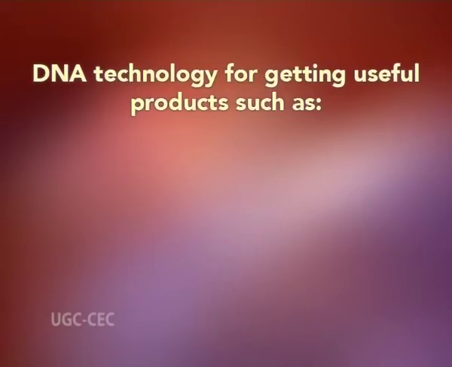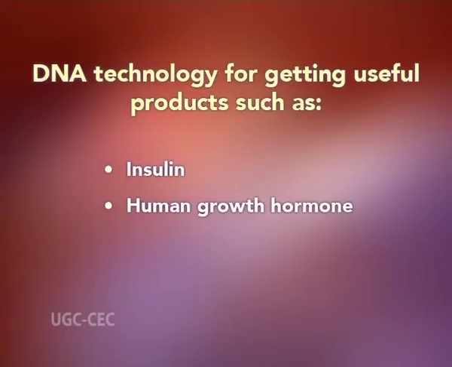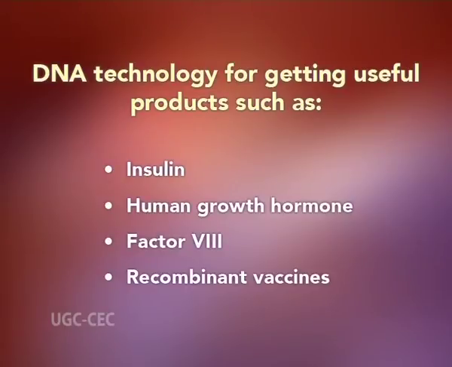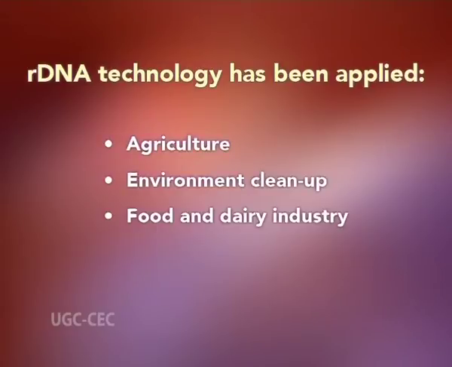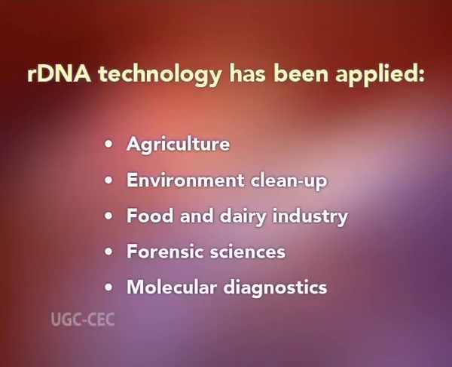This was the beginning of an era for expressing useful foreign genes into a host cell. This led to the applications of recombinant DNA technology for getting useful products such as insulin, human growth hormone, factor VIII, recombinant vaccines, etc., which are human proteins of medicinal value. Besides medicine, genetic engineering or rDNA technology has been applied in various other areas such as agriculture, environment cleanup, food and dairy industry, forensic sciences, molecular diagnostics, etc.